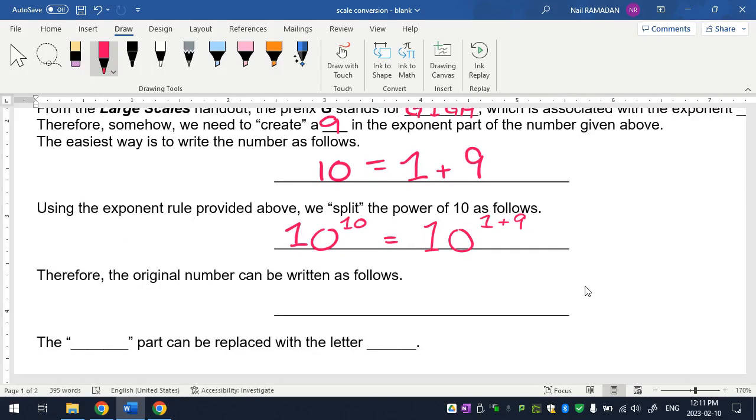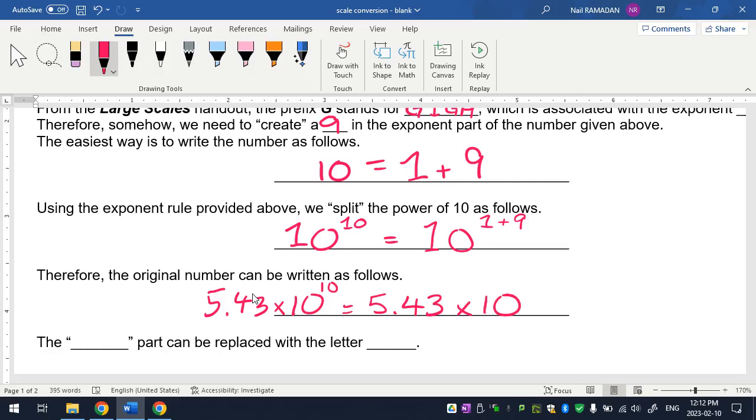How do you split an addition of exponents? What did it used to be? A multiplication of the bases. Addition of exponents is multiplication of the bases. So that means 10 to the 10... oh, sorry, the original number. Let's write the original number. What was the original number? 5.43 times 10 to the 10 is now 5.43 times 10 to the what?